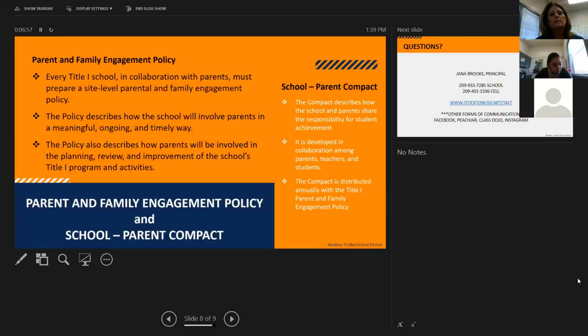So this next slide is parents and family engagement policy. Every Title I school, in collaboration with parents, needs to have a parent and family engagement group that gives us feedback on how to spend our money. The policy describes how the school will involve the parents in a meaningful partnership, and it also describes how parents will be involved. Ms. Rubinger did speak about school site council. That's one way to be involved. Our ELAC is another way, and then also our PTA, Parent Teacher Association. Those are three ways that Taft school parents can be involved.